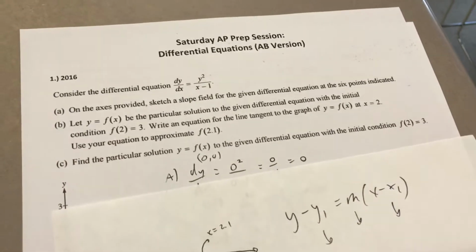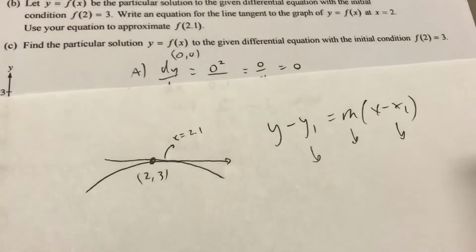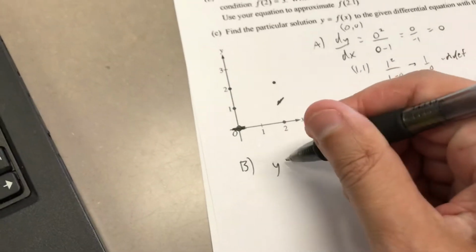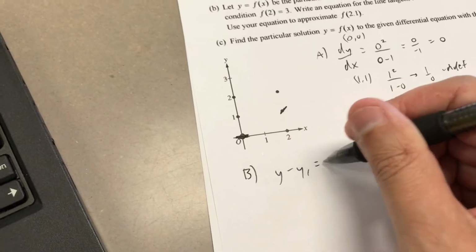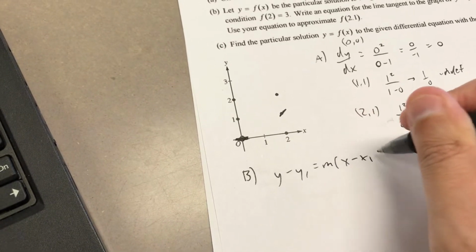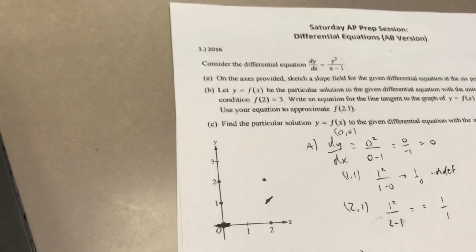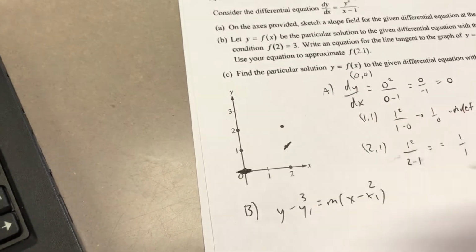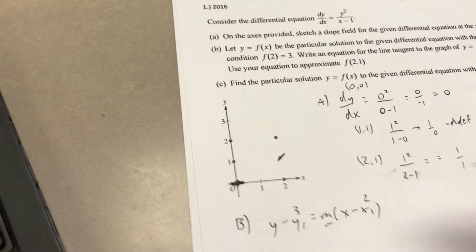Well, they gave us a point, right? And the slope would be a derivative. So it should be really easy to fill all this in. Let's go here. So I would probably write down point-slope form: y minus y1 is equal to m times (x minus x1). They gave me a point there. They said the point is (2, 3). So when x is 2, y is 3. And I just need to find the slope.